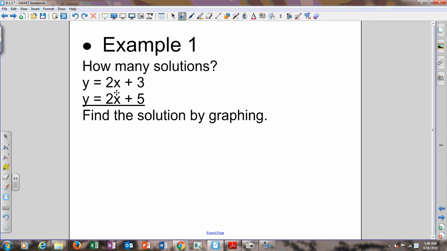Example 1. How many solutions? We can look at this right away. The slopes are the same. These are different; the equations are not completely the same. But the slopes are the same. So you know it's going to be no solutions.